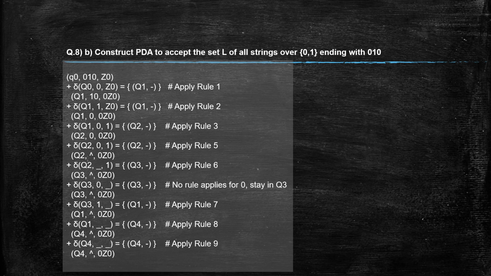A pushdown automata can be defined as follows: Q is the set of states, sigma is the set of input symbols, gamma is the set of pushdown symbols which can be pushed and popped from the stack, Q0 is the initial state, Z is the initial pushdown symbol which is initially present in the stack, and F is the set of final states. By applying these rules, we have this solution.